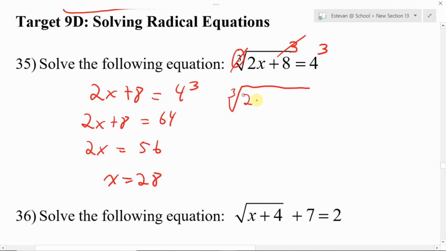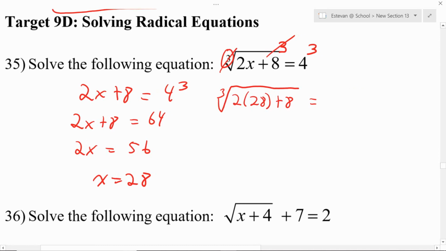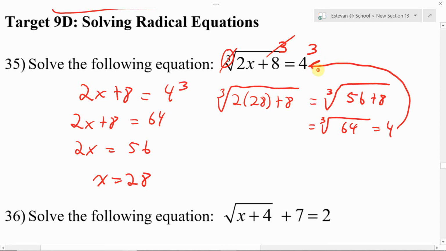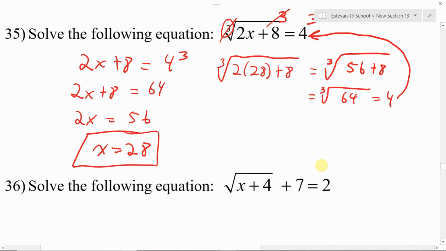So we have the cube root of 2 times 28 plus 8. We'll just show more work. That'll be 56 plus 8. This will be the cube root of 64. The cube root of 64 is 4. And as you can see here, since they match on both sides, 28 is the solution. If they did not match, it would have been extraneous.